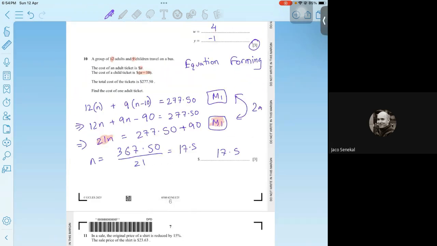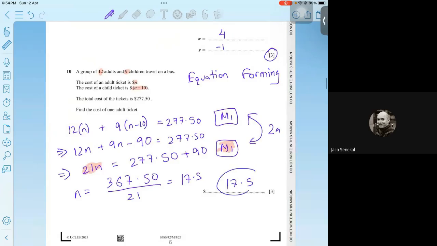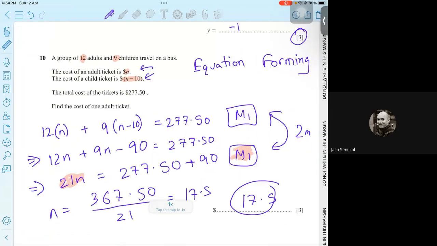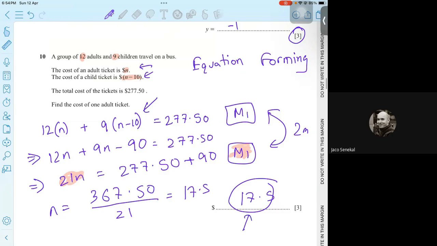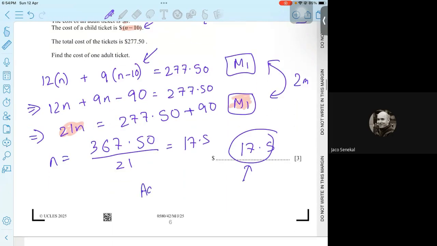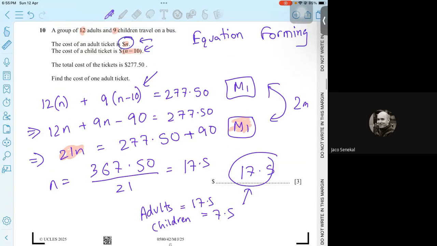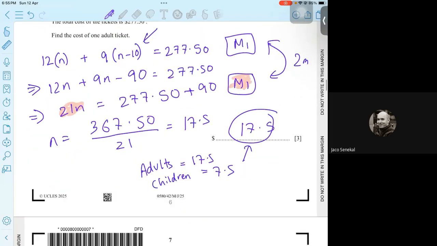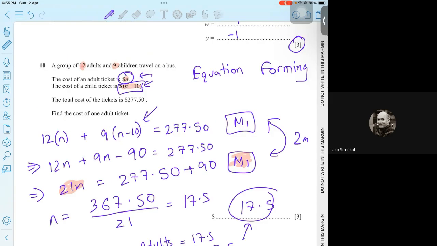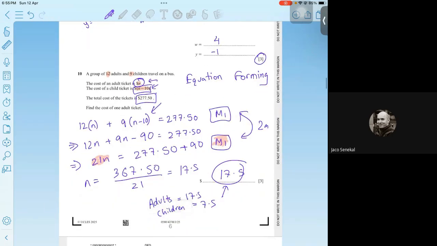A way to check this answer is by plugging this value back into these, okay? So if the price of a ticket is 17.5, that means the adults pay 17.5. The children should pay 7.5. Am I right? Because the question says the adults pay N and the children pay N minus 10. So 12 into 17.5 plus, let's say the children were 9, 9 into 7.5, and the answer I get is 277.5. Do you get how I check my answer?